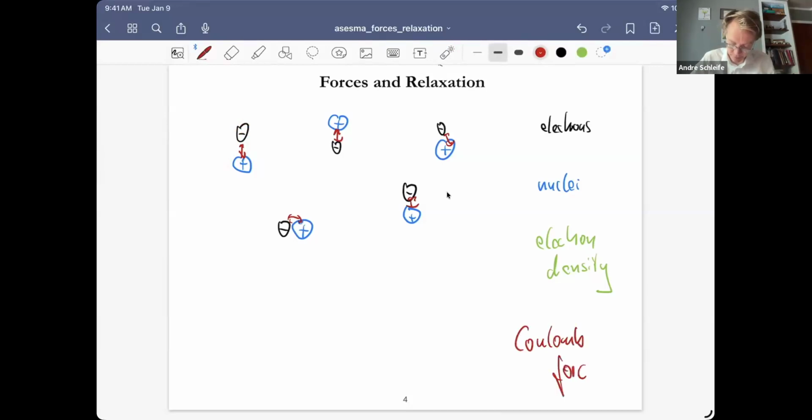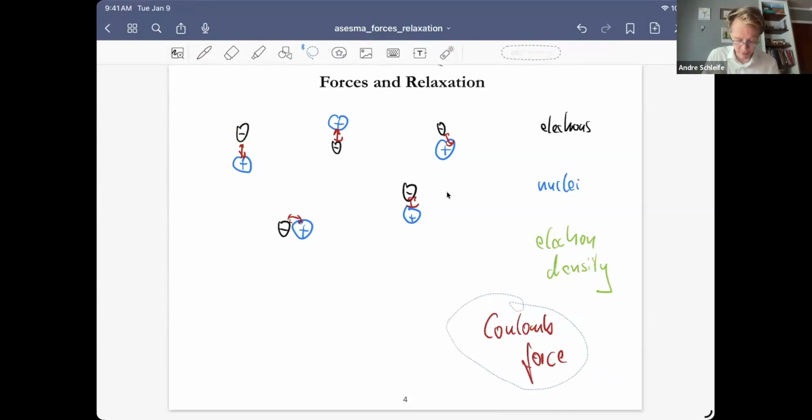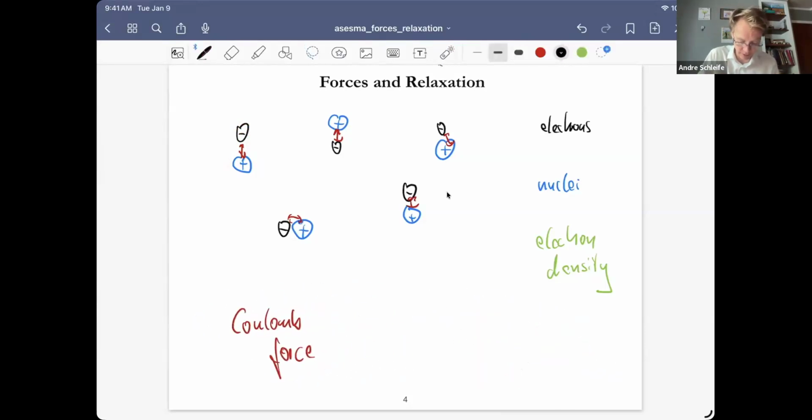All right. Now, does anyone have an idea what the Coulomb force looks like as an equation? Like the equation of the Coulomb force. I'll let you guys write that or say it maybe. What does the Coulomb force look like?